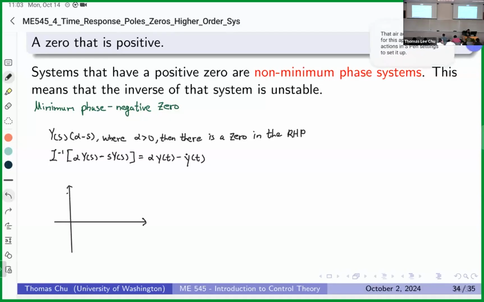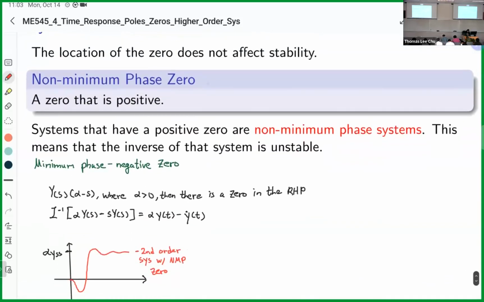So we have alpha y of t here, or maybe better to say alpha y at steady state. And in red, I'm going to draw the response, and it's going to look like this. This is maybe a second order system with a non-minimum phase 0. NMP is usually the initials for it.